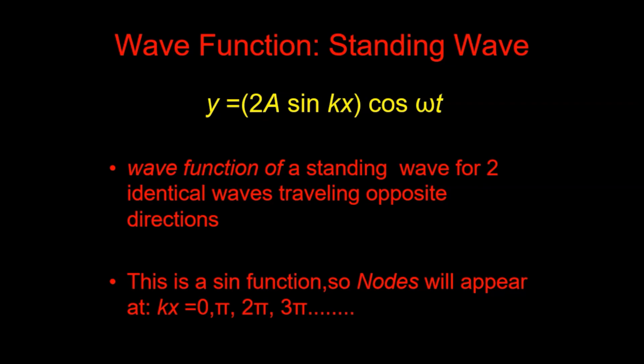Because this is a sine function, you can say where you will end up with nodes, i.e. where you will end up with points of zero displacement. So the nodes will appear at points where kx is equal to 0, sine of 0, essentially 0, pi, 2 pi, and 3 pi, et cetera.